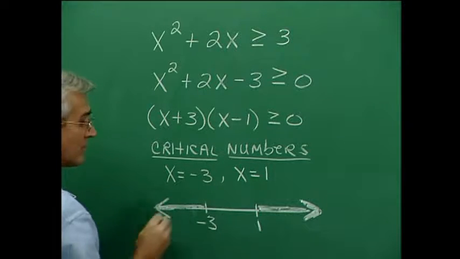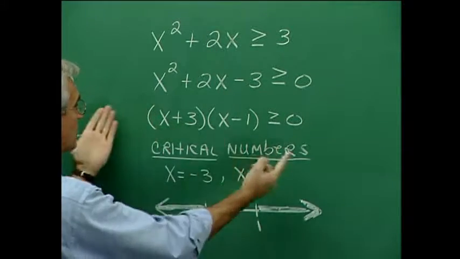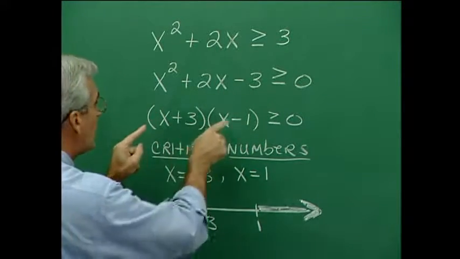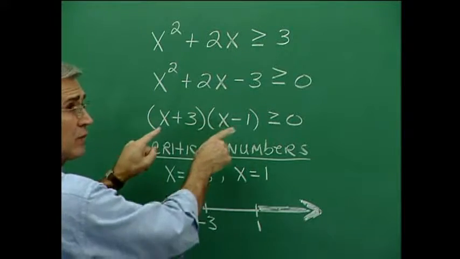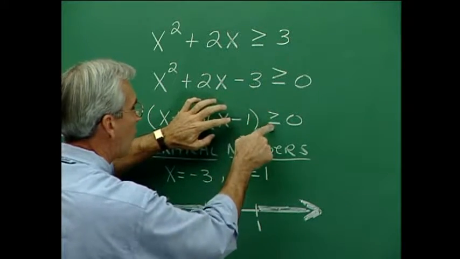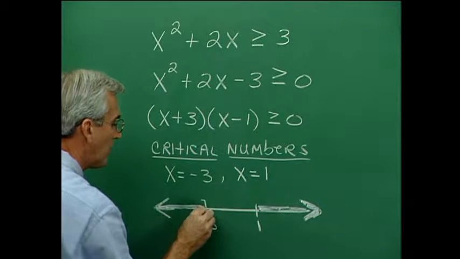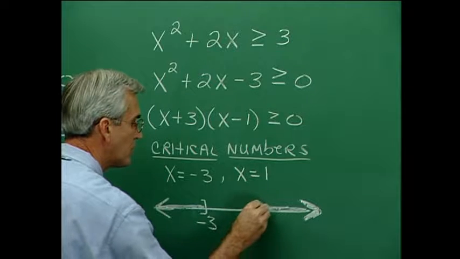The critical numbers themselves. Now at negative 3, we have a 0 here. These are the zeros of the factors. The zeros of the factors, you see, would each cause this product to become 0, and greater than or equal to 0 means truth, and therefore these are parts of the solution region.